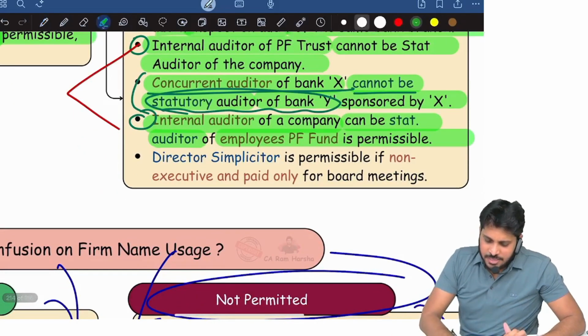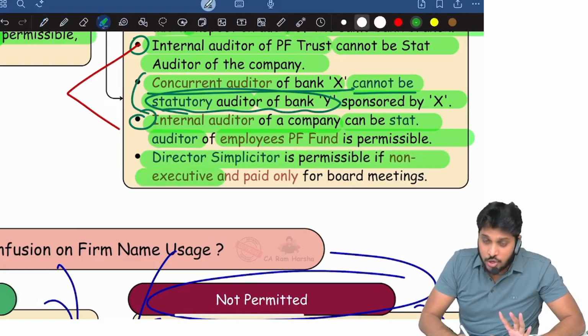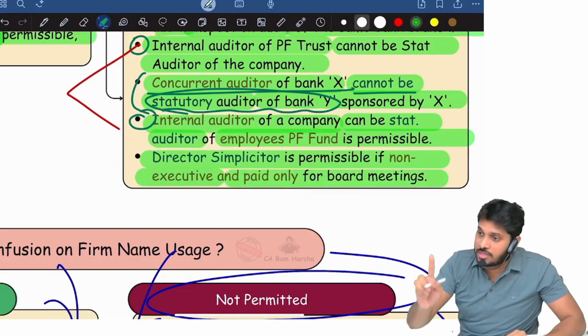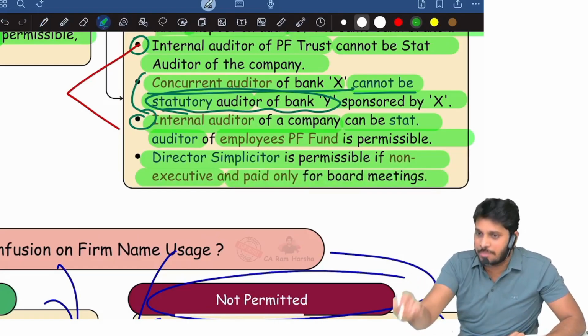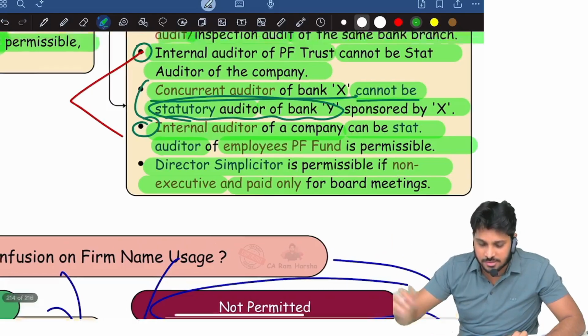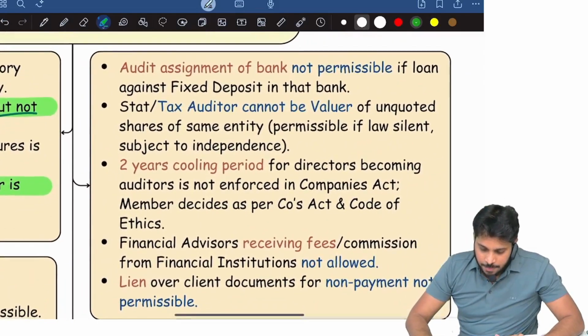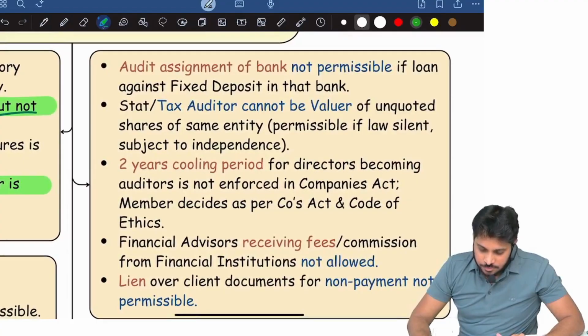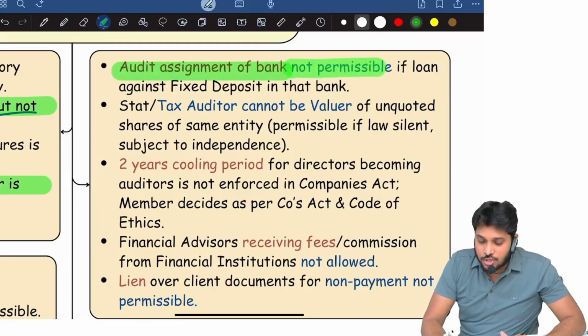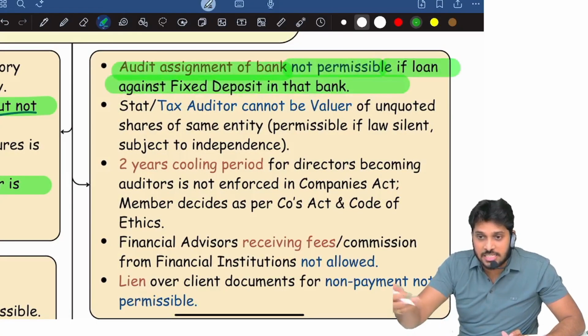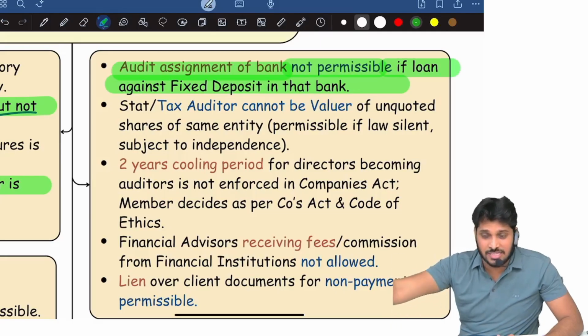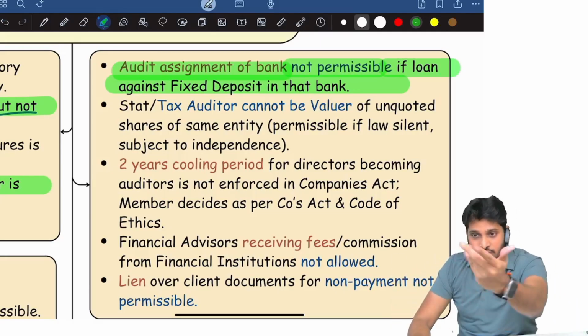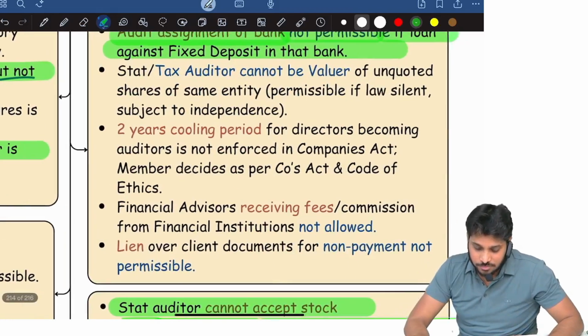And director simpliciter is permissible only if at all you are in a non-executive role and paid only for the board meetings. That's what director simpliciter means. You should not be in executive affairs. Audit assignment of a bank is not permitted if at all you have a loan against FD. Forget about FD is there or not. You have a loan in a bank exceeding 5 lakhs, you are disqualified. Yes or no?